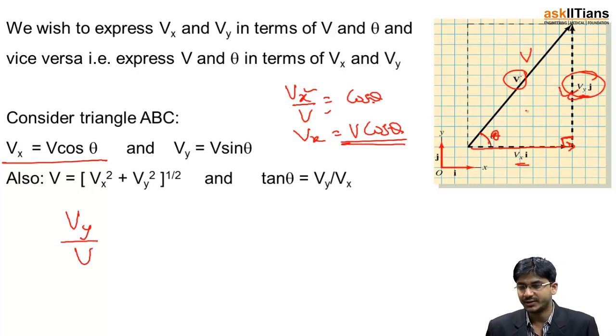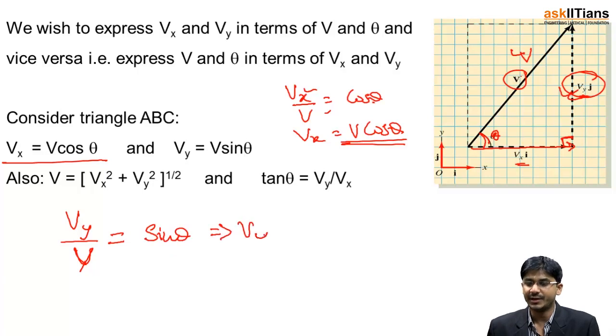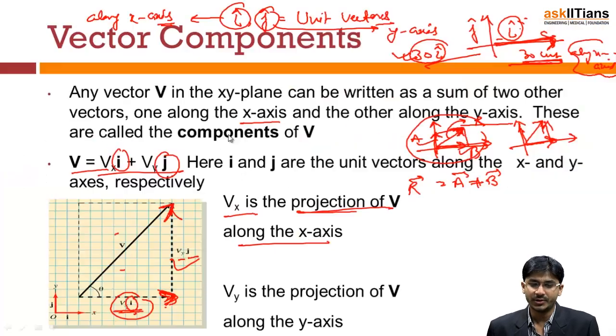Similarly, if you have to calculate this, perpendicular by hypotenuse, V is the hypotenuse, Vy by V, since this is theta, this is sin theta. This gives me Vy is equal to V sin theta. So this is the component along the y-axis. So we can see it here.